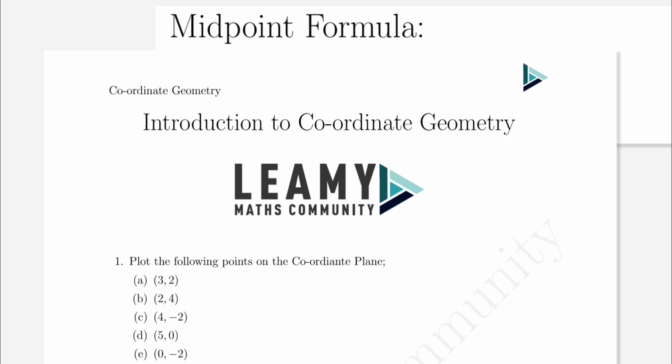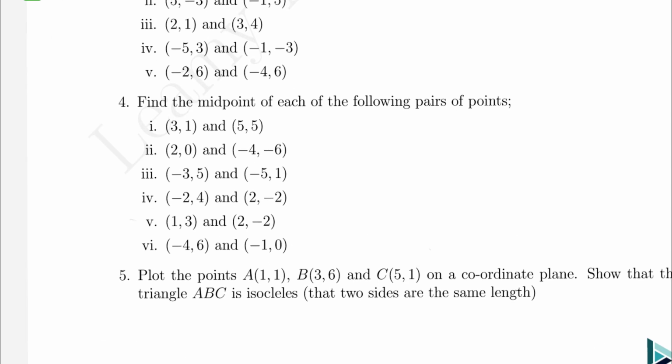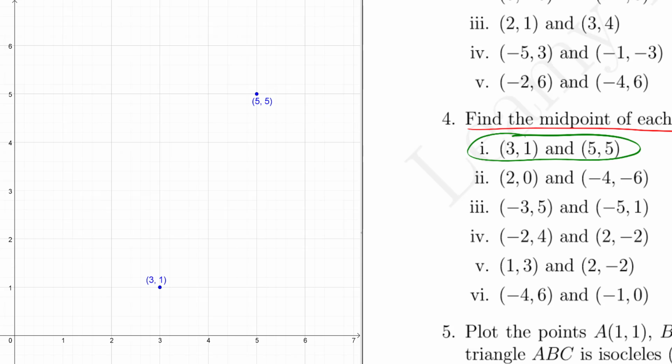We are going to continue with our introduction to coordinate geometry, and right now we are going to examine the midpoint formula. So, for example, you might see a question like this: find the midpoint of each of the following pairs of points. To begin with, we're just going to look at part one here. We've got the point (3, 1) and the point (5, 5), and we want to find the midpoint of these two points.